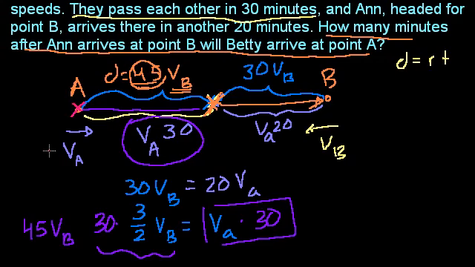Another 45 minutes. So it takes Anne 20 minutes to get here. It takes Betty 45 minutes to get here after their meeting right at the center. So it's going to take Betty another 25 minutes, right? After 20 minutes, Anne is here, and then we have to wait another 25 minutes for Betty to get here, 45 minutes after this meeting. So the answer is 25 minutes.